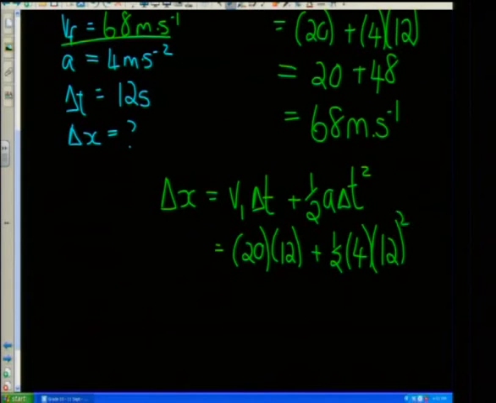And T is 12 squared. I do suggest you work these out separately because you want to make sure you get it right and you don't make a mistake on your calculator. 20 times 12 is 240. I've already worked these out. And a half times 4 times 12 squared is 96 because, no, ooh, no, that's wrong. I just realized.